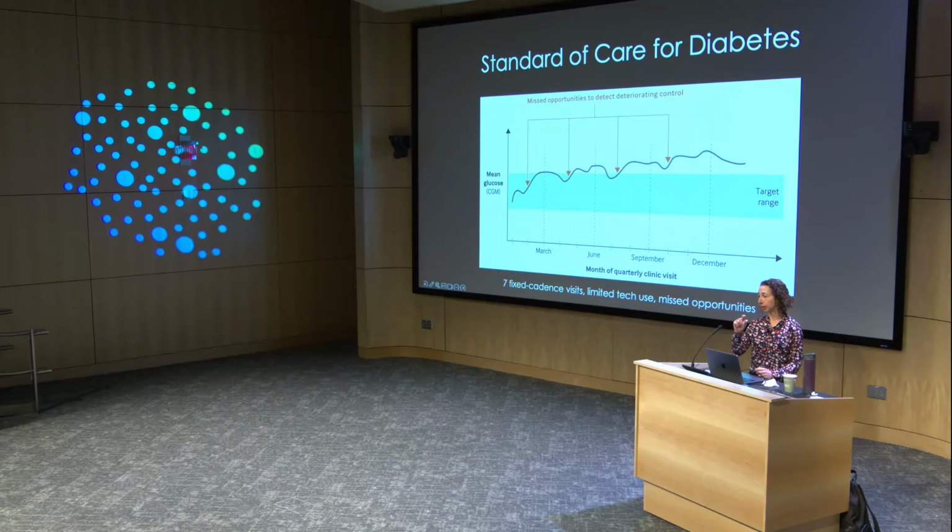So the standard of care in diabetes assumes that you have quarterly visits with a doctor, and the goal is to maintain mean glucose within this target band. But of course, between these visits, there can be deterioration in control that goes undetected.